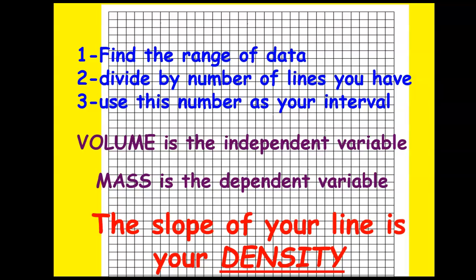Here, I'm telling you that your volume is your independent variable. It is the variable in which you will change. So that is on the x-axis because it's an independent variable, whereas mass is the dependent variable. The slope of your line, once you plot all your points and do your best fit line, is what represents density because it is rise over run, which is the mass, the y, over the volume, which is your x.